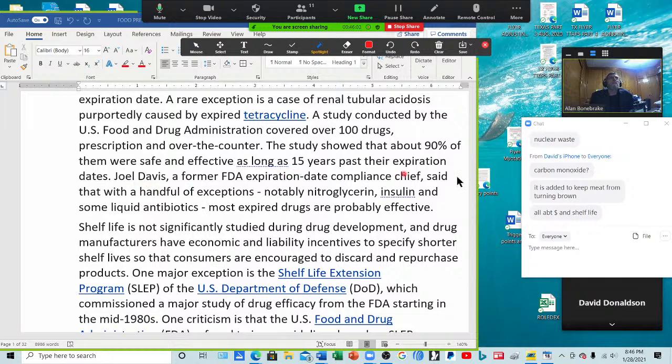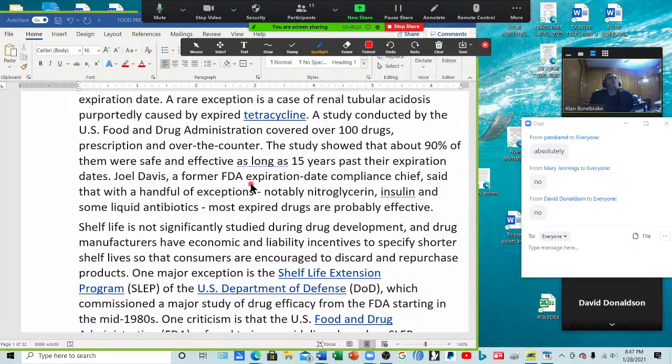Okay. How many of you believe that about drugs? Good for as long as 15 years after their expiration date. How many of you believe that? Absolutely. Yes. No. I've got my doubts on that one.